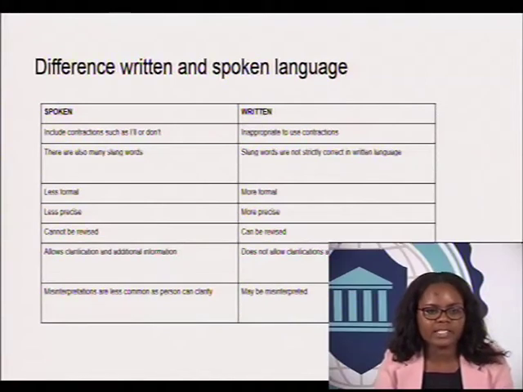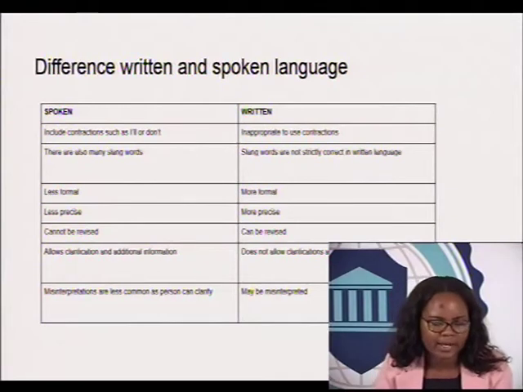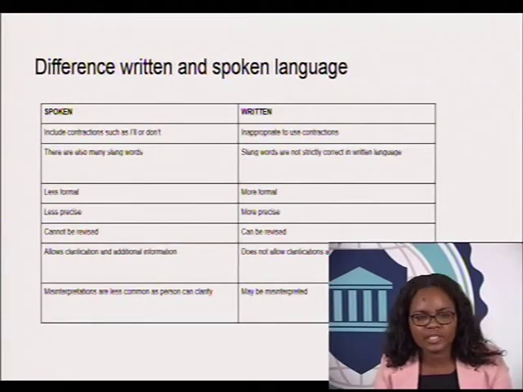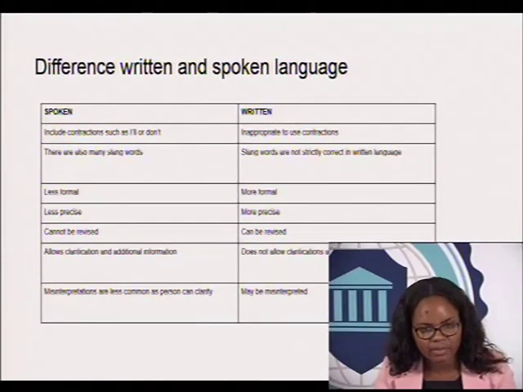Spoken language has many slang words. You find a person using the word braai. You will find a person using the word cherry. You will find people using a lot of words which are not acceptable in written language.